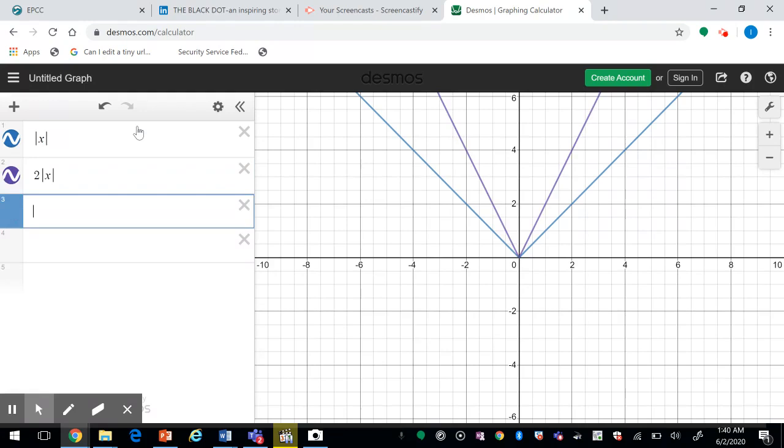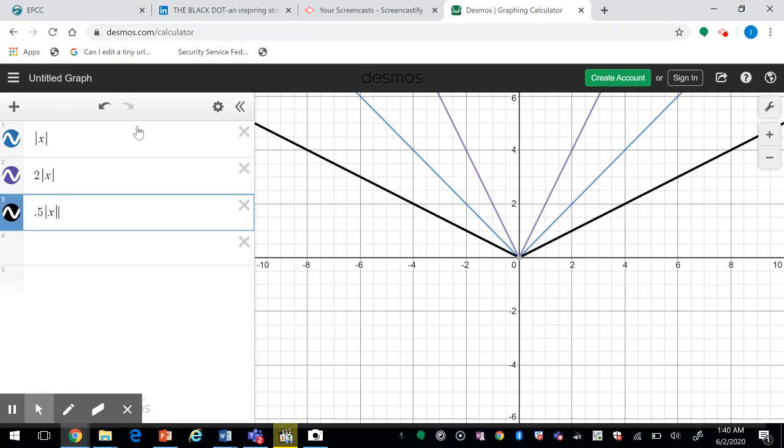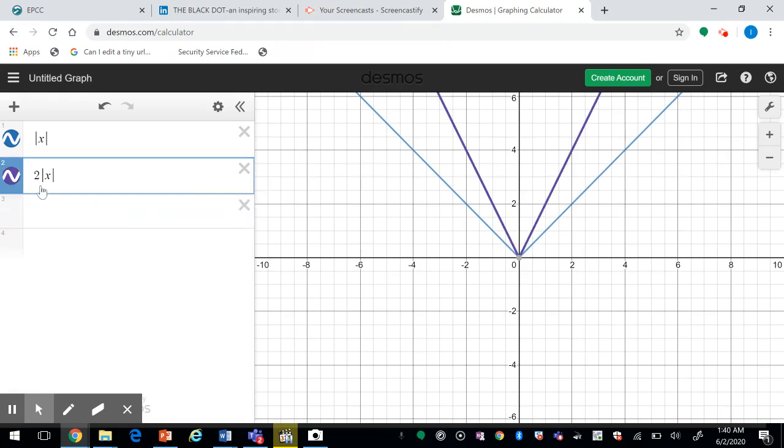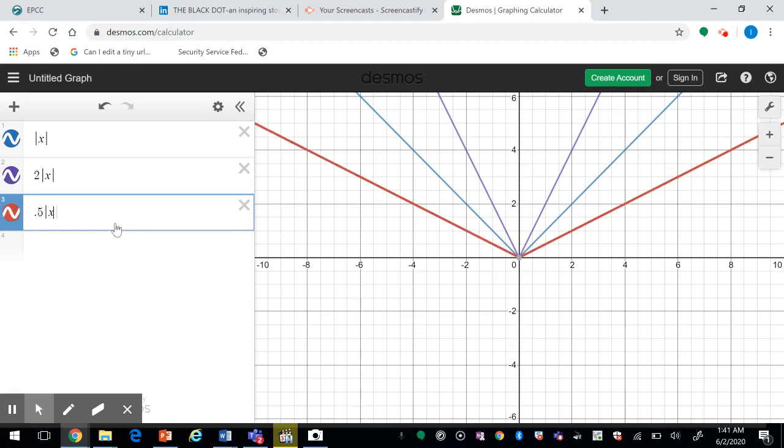And then the next one is a decimal, 0.5. And notice that the graph actually got wider. For the purple one, the graph got more narrow. Okay, so let me erase the third one here. So when we have a number 2, the graph, which is the purple one, got more narrow. If we have this decimal of 0.5, then the graph gets wider.